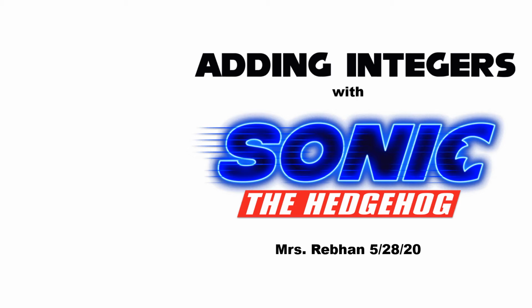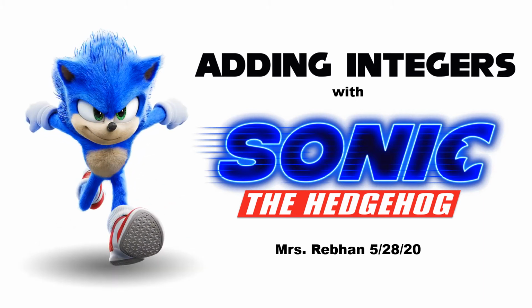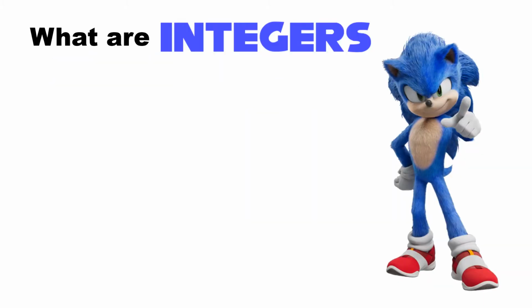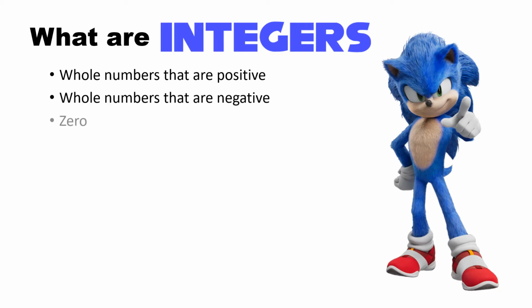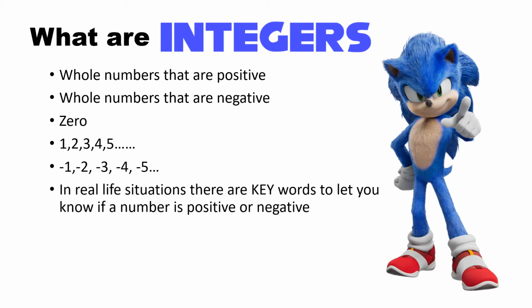Today, our lesson is going to focus on adding integers with Sonic the Hedgehog. So let's first review what integers are: all your whole numbers that are positive, all your whole numbers that are negative, as well as zero. So we're not dealing with fractions, we're not dealing with decimals right now, we're just dealing with whole numbers and zero. So our whole positive numbers are 1, 2, 3, 4, 5, and so on. Those dots indicate that it goes on forever and ever. Same with our negative numbers as well as zero.